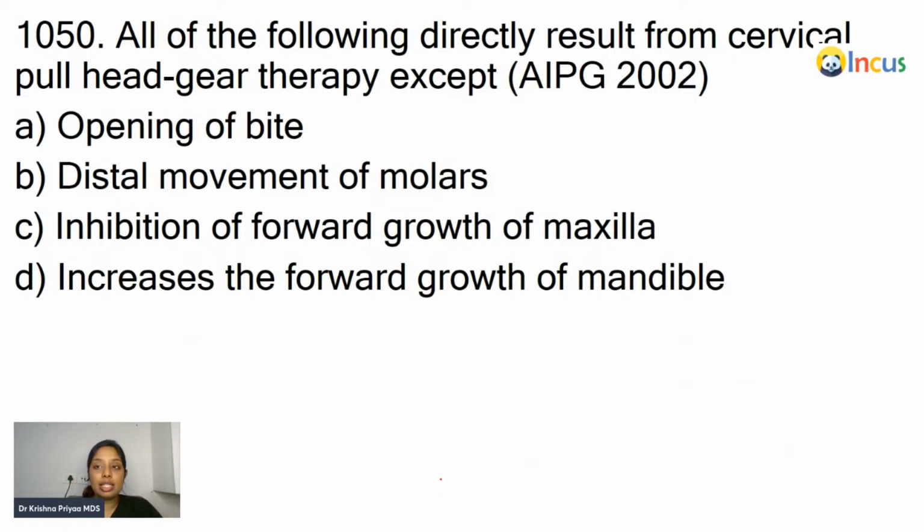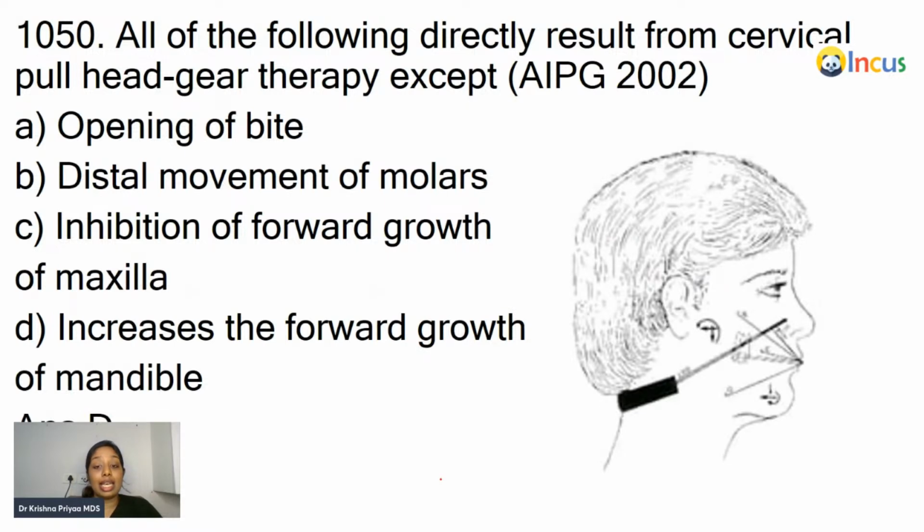All of the following directly result from cervical pull headgear therapy except: opening of the bite, yes. Distal movement of the molars, yes. Inhibition of the forward growth of maxilla, yes. Increases the forward growth of mandible. So, what will be the answer? It is D, that is the exception, because it is not directly associated with the mandible. They confuse you with all these answers, but usually headgears are directly connected to the maxilla and not directly to the mandible. They have an effect on the mandible, but they're not directly connected to it. So increases the forward growth of mandible is really wrong. It may aid in the rotation of the mandible, but not growth of the mandible.